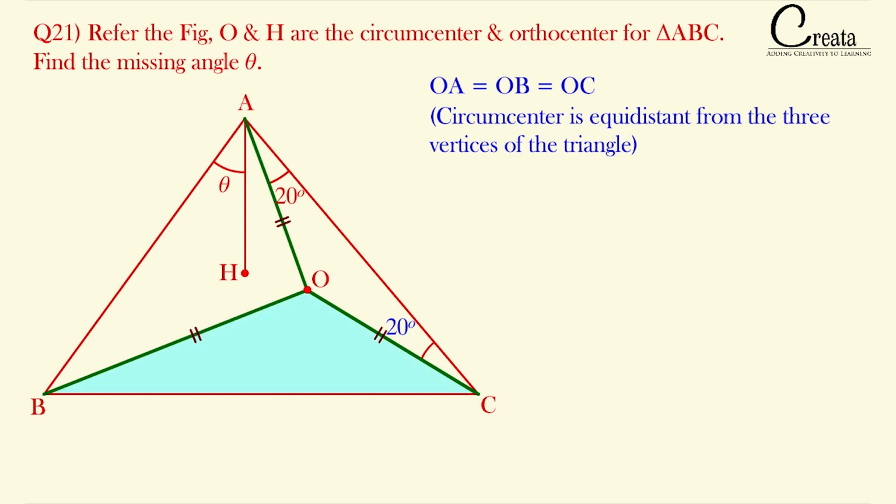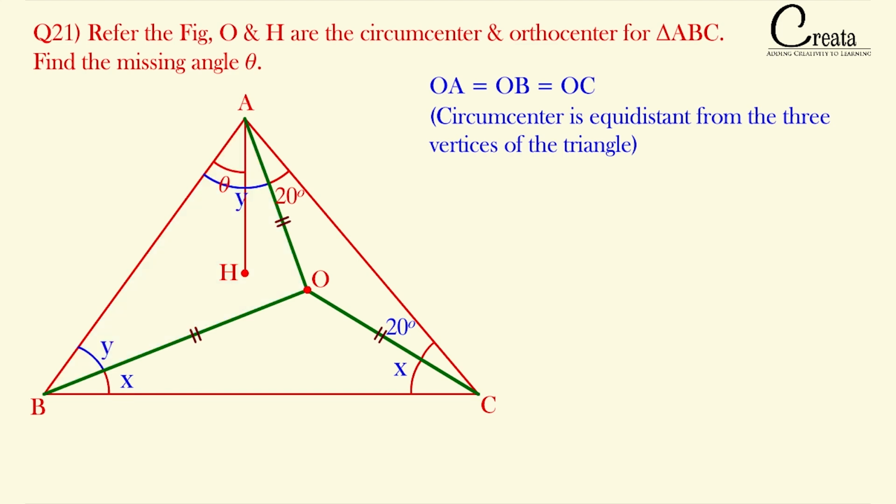Similarly, for this triangle BOC, these two angles will be equal to each other. Let's give the name angle X to both of these angles. Further, for this triangle AOB, these two angles will be equal to each other. Let's assume both of these angles as angle Y.